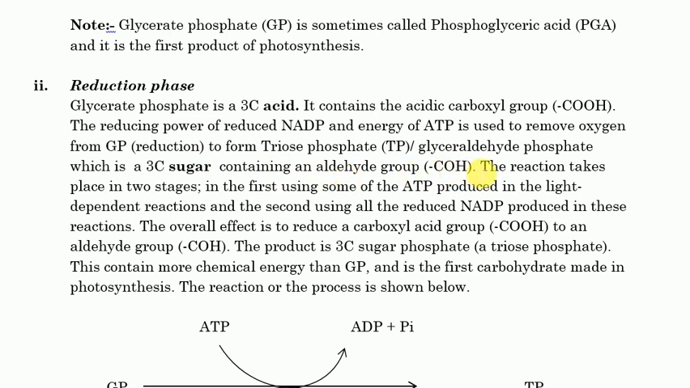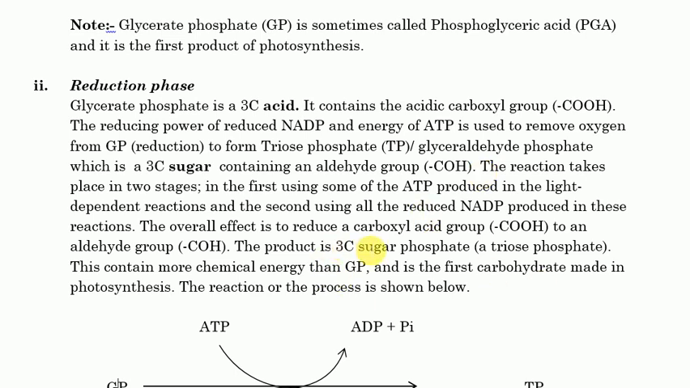So what is done here in the second stage is the reduction of the carboxylic group into an aldehyde group using the reducing power of NADP and some of the energy from ATP. And remember, all of these are produced by the light reaction. That's why we say the dark reaction cannot proceed in the absence of the light reaction. The reaction takes place in 2 stages. In the first stage, using some of the ATP produced in the light dependent reaction, and in the second, using all the reduced NADP produced in these reactions. The overall effect is to reduce a carboxylic group to an aldehyde group.